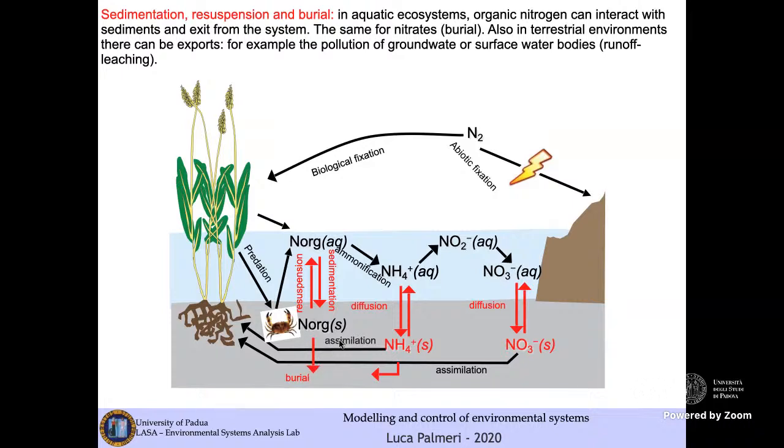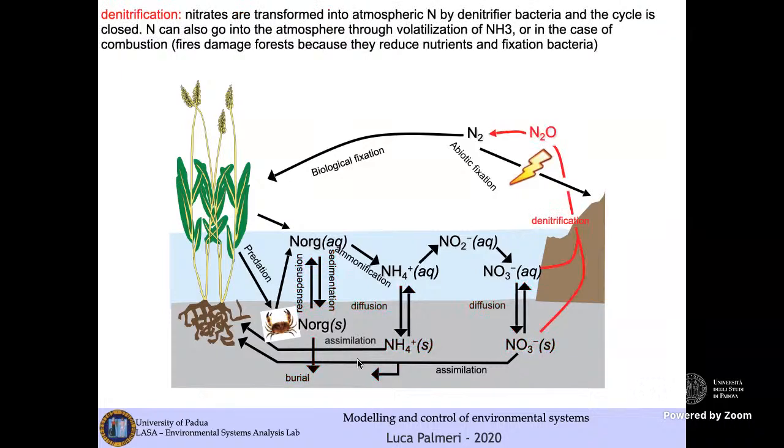This is movement of organic forms of nitrogen beneath, so maybe buried into the deeper, bottommost part of a sediment. Then we have a very important process that is called denitrification, in which nitrates are transferred back into the atmosphere. This is done by denitrifier bacteria, and then the cycle is closed with nitrogen getting back to the atmosphere. Nitrogen can also go into the atmosphere through volatilization.